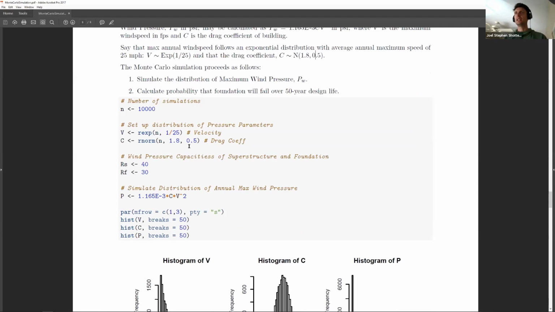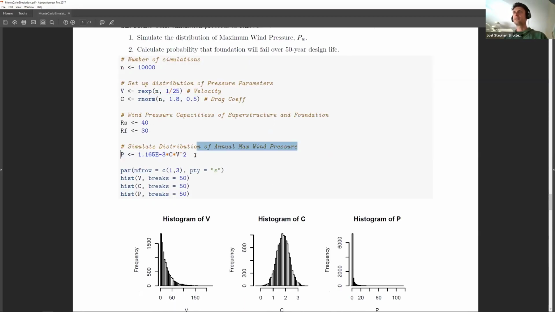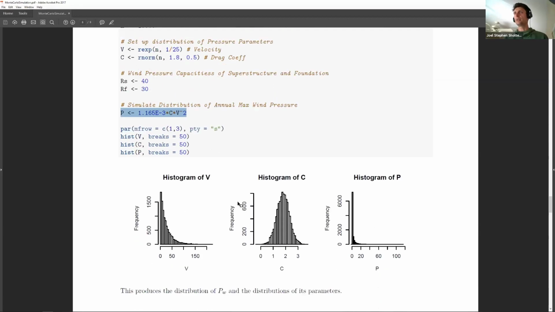And so that's what we did here. We just said V is a random exponential distribution for 10,000 simulations. C is a normal distribution. We'll do 10,000 simulations, plug those values into P, and then we'll get a distribution of all these parameters. So here's our distribution of V as a histogram. Here's our distribution of C, the drag coefficient.